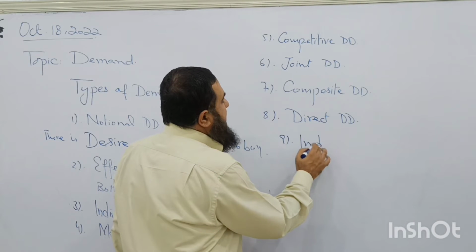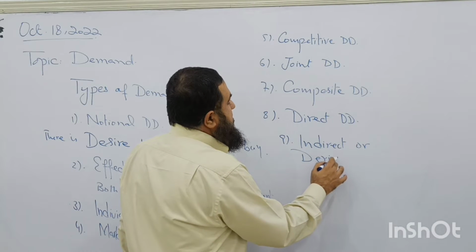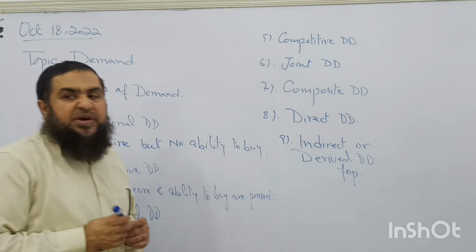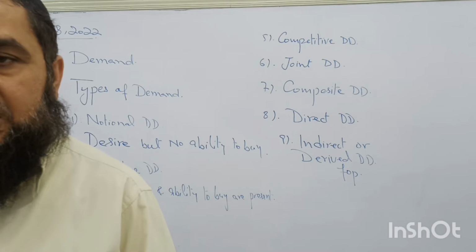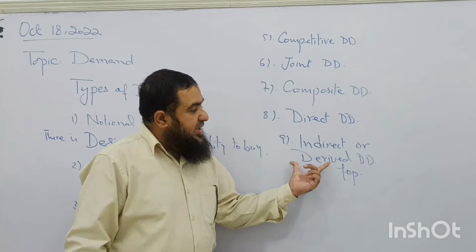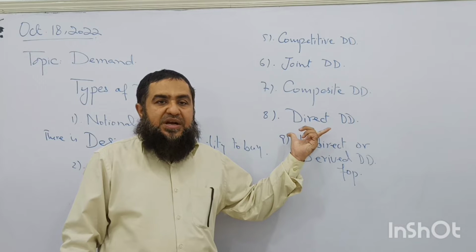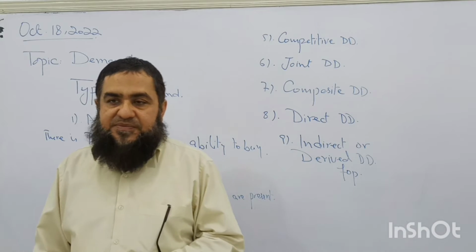Indirect or derived demand is the demand for factors of production, or labor demand, you can see. If demand for the final product increases, demand for labor will also increase. If more students are getting admission in A levels and O levels, the demand for teachers will also rise. So this indirect demand is dependent upon the direct demand. When direct product demand is increasing, demand for its factors of production will also increase.